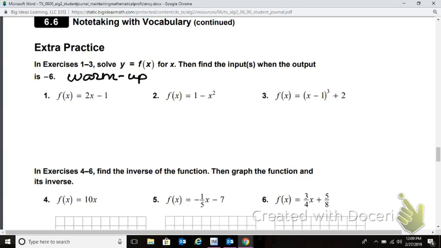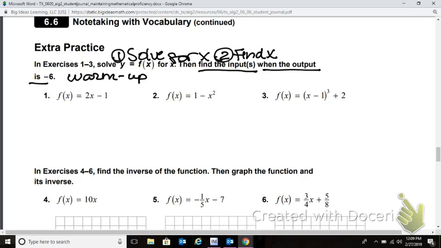Solve y equals f of x for x. So the first thing we're going to do is solve for x, and then find the input. So we'll find x when the output is -6. So find x when y equals -6. All right, so step 1, solve for x.